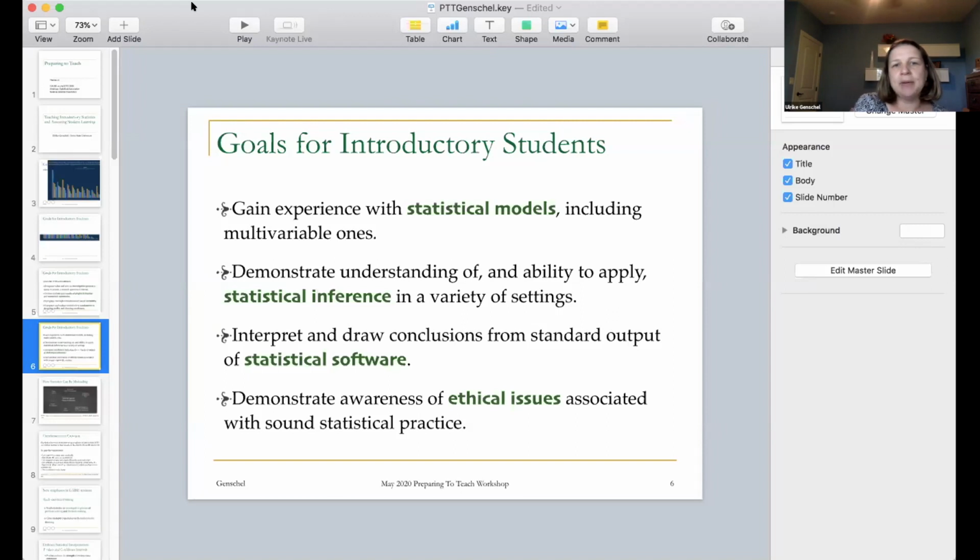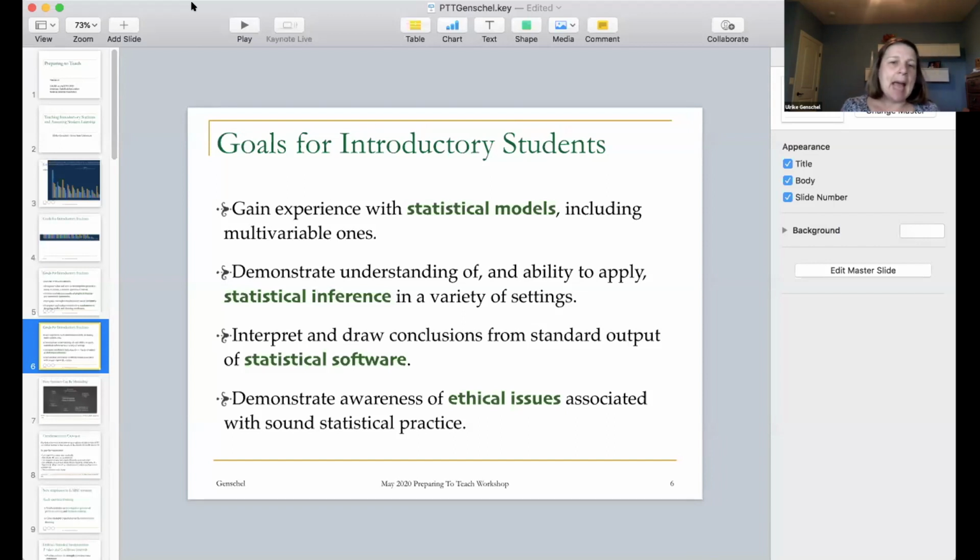Once we have an understanding of statistical models, statistical inference is often what we consider the final goal in a lot of introductory courses. And the last two are kind of two goals that you really start teaching or implementing from day one as you try to work through the other goals, namely trying to teach students how to use some basic statistical software and that students can use and interpret and draw conclusions from basic output.